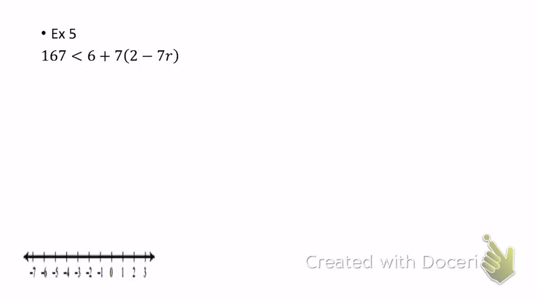Okay. Example 5, this is going to be more of the same. So we have 167 is less than 6 plus 7, parentheses 2 minus 7r.